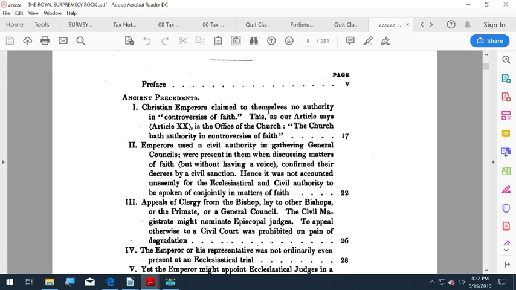that the Christian emperors claimed to themselves no authority in controversies of faith. That's actually in the Articles of Religion written by Henry VIII, right? The church hath authority in controversies of faith.